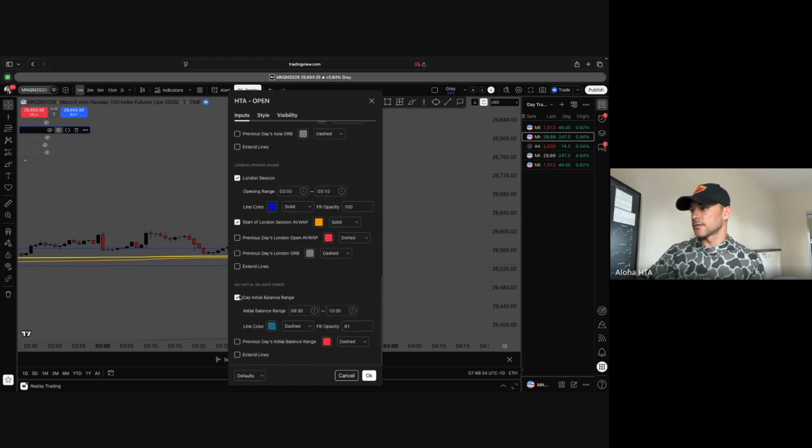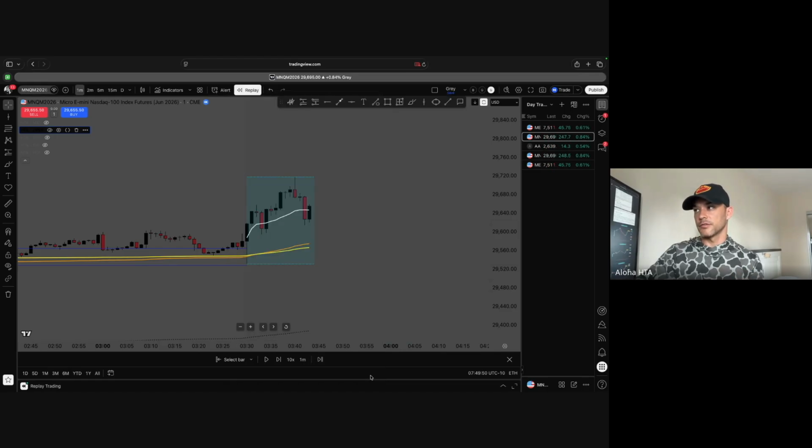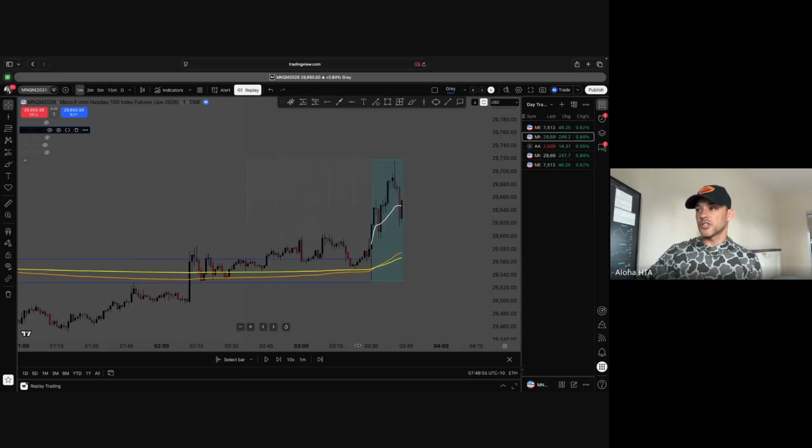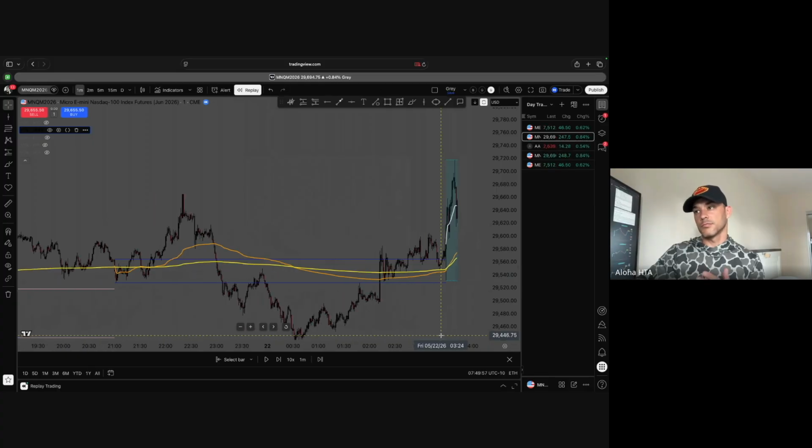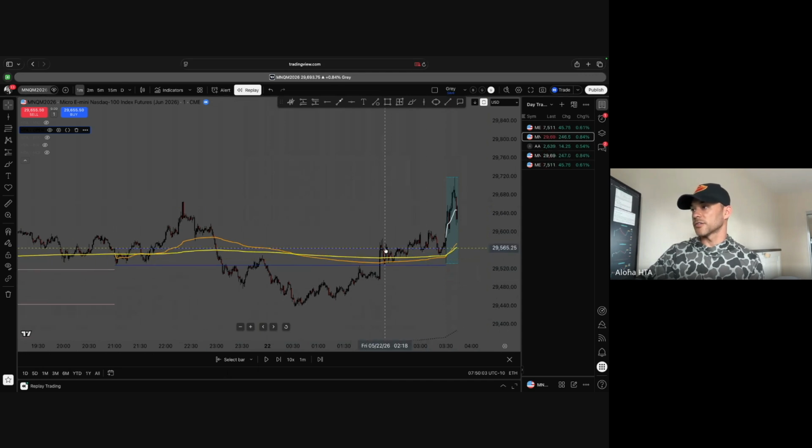And another key factor here is you could check mark the previous day's open range, and that'll give you support and resistance, of how trades might have been in the past and where you could potentially find opportunities off of those areas, off of those ranges.